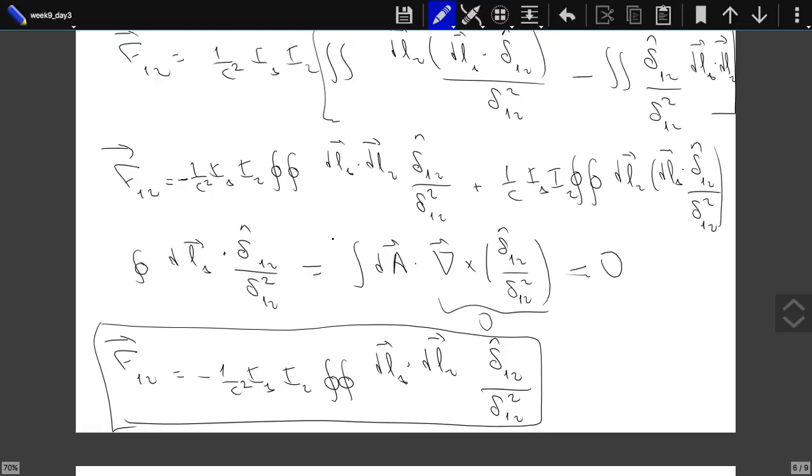Why would you add the minus? Yeah, I didn't add the minus sign. It just came out of the calculation.